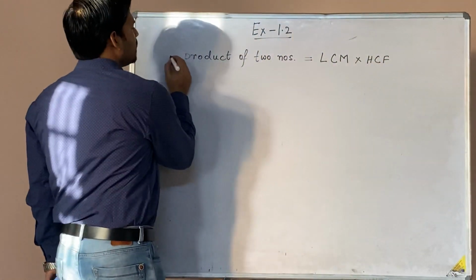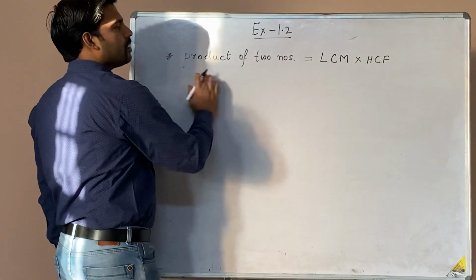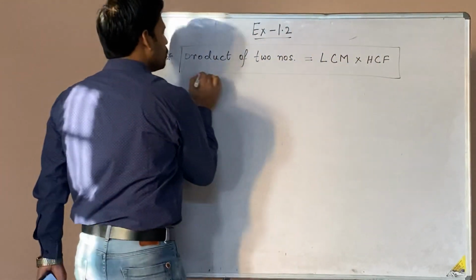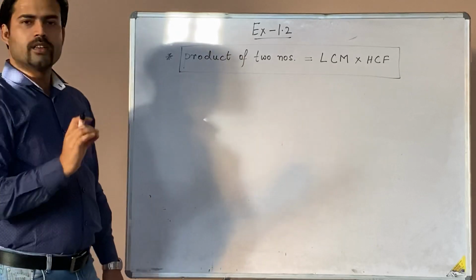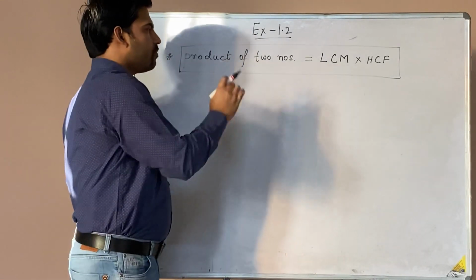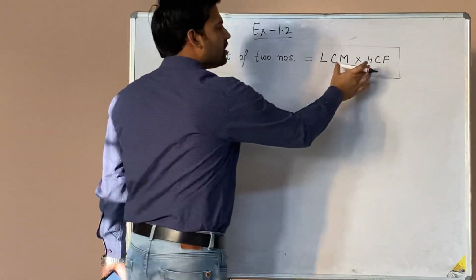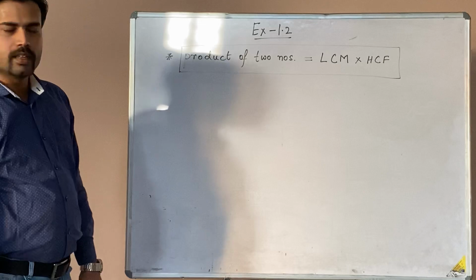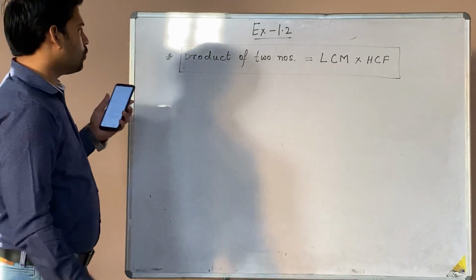And kindly mind it that this particular theorem is applicable for two numbers only, not more than two. So if two numbers are given, if you calculate their HCF and their LCM, the product of HCF and LCM is nothing but the product of the two numbers. Clear? So based on this, we will do question number 2.